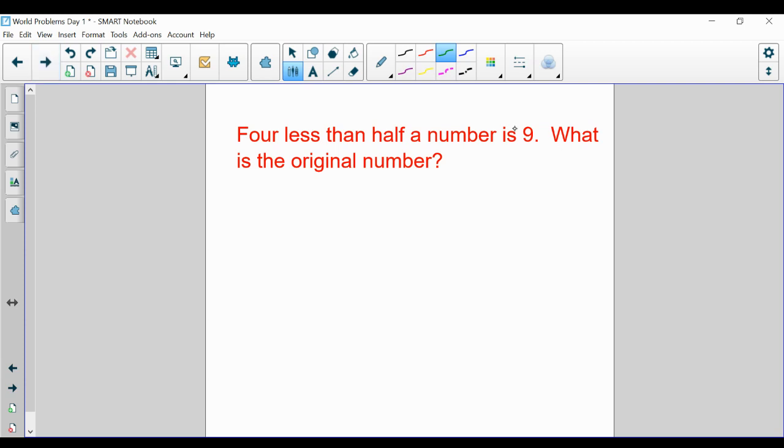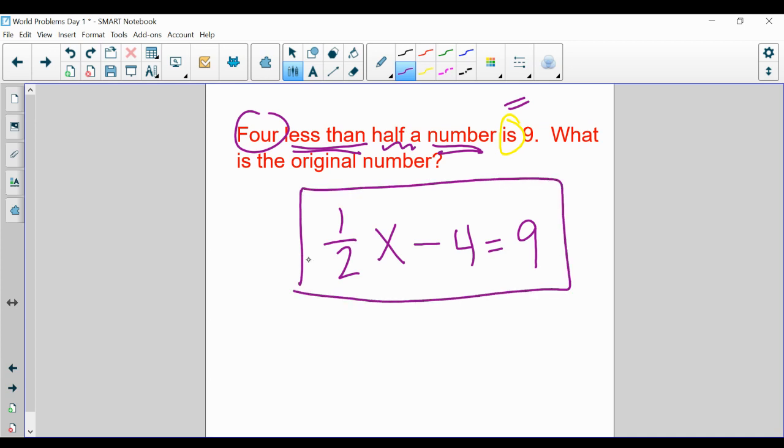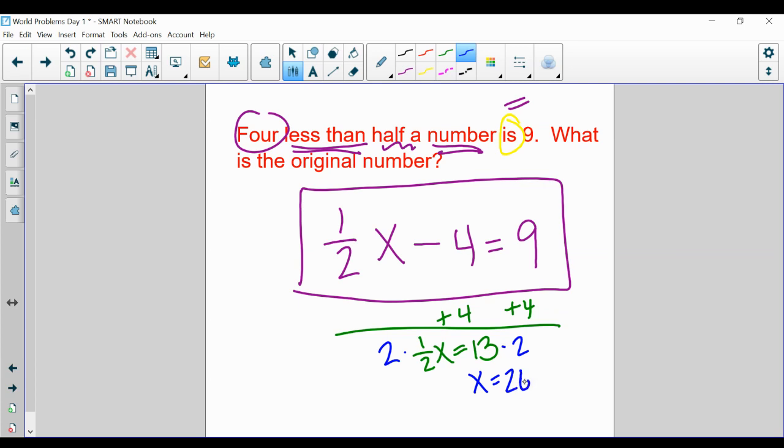All right, you're back. So again, we have is, so I know I'm going to have an equal sign and an equation. I look for my clues. Less than tells me I'm going to subtract. I'm subtracting the number 4 from half of a number. So half of a number can be written as 1/2 x. And then I'm saying this whole thing is 9. So here's my equation. Now you're back to what you know how to do. I'm going to add 4 to both sides. So I have 1/2 x equals 13. And the way that I can get rid of that 1/2 is to multiply by 2. So my original number is 26.